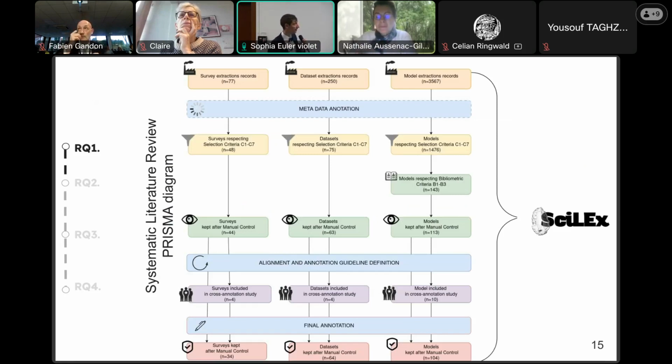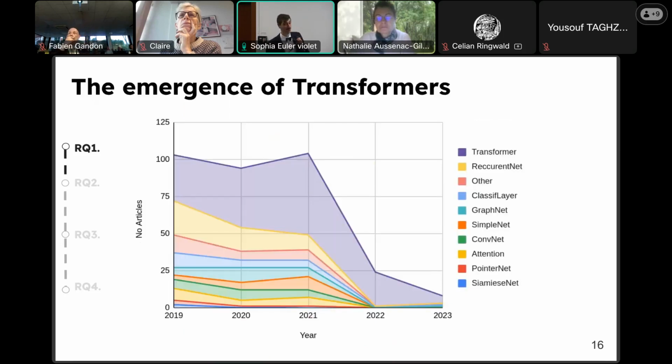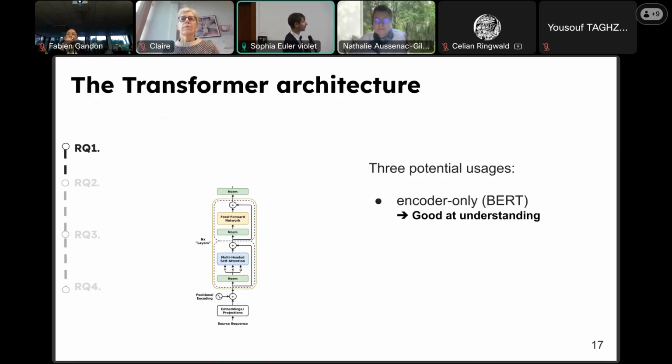As this survey is titled a systematic review from the emergence of transformers, I will spend a bit of time to explain what transformers are. You have several architectures that you can use to solve a relation extraction task. And you can see on this graph that before 2022, the architectures used by researchers to solve this task were much more diverse than after 2022, where almost all the research proposed to use the transformer architecture to solve the relation extraction task. So what is concretely a transformer?